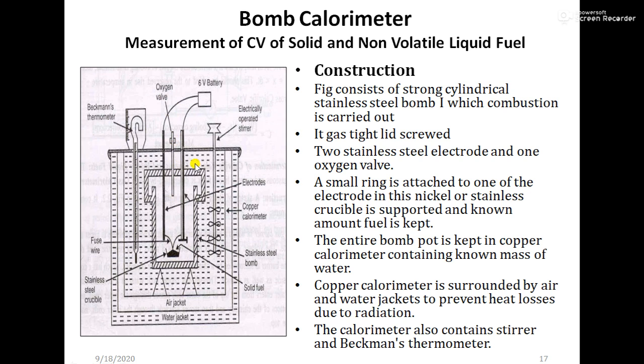Then this bomb pot is kept in the copper calorimeter and the initial temperature of that water is noted, and the mass of the water is also noted. Then last, ignite that fuel by plugging in the battery, and the heat liberated by this fuel is absorbed by the surrounding water, and note the maximum temperature attained. So that is your working part.